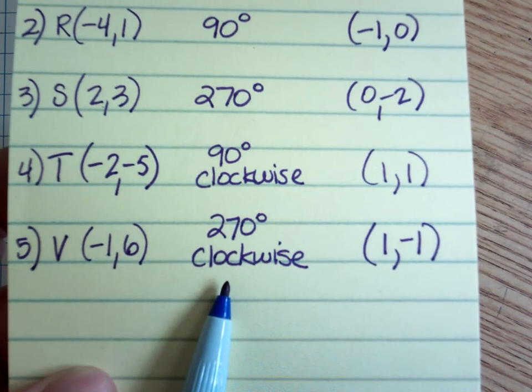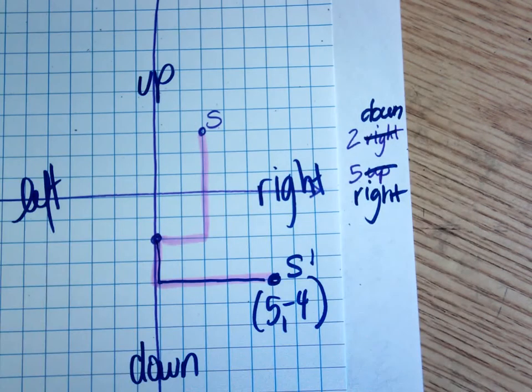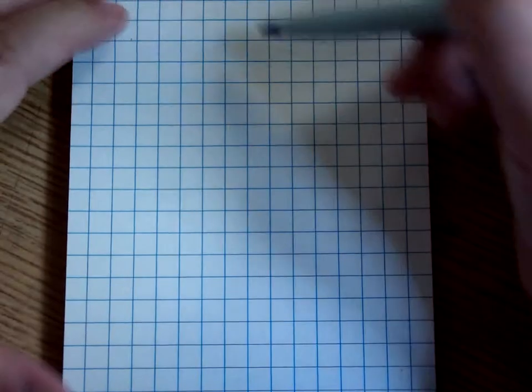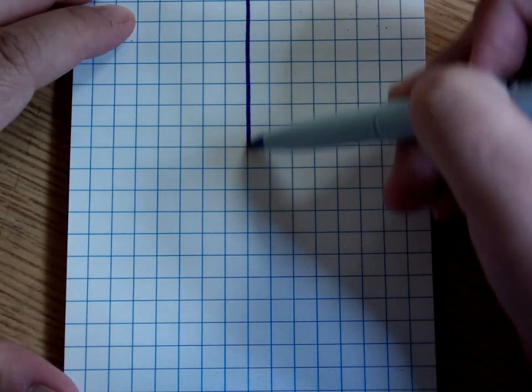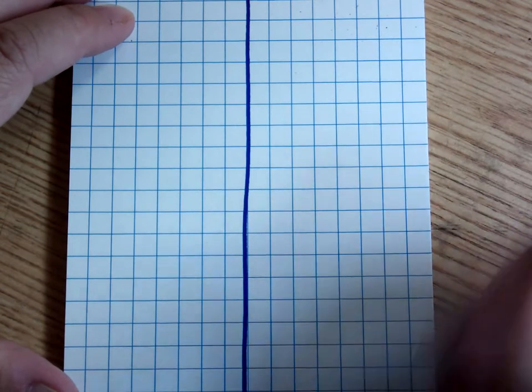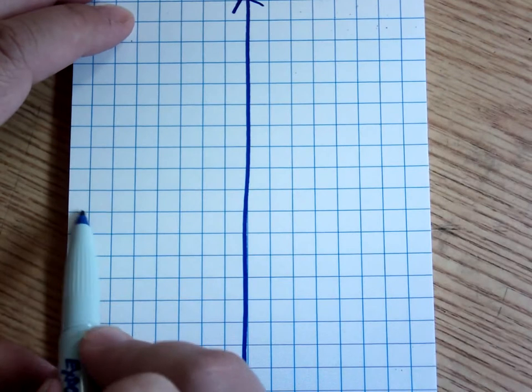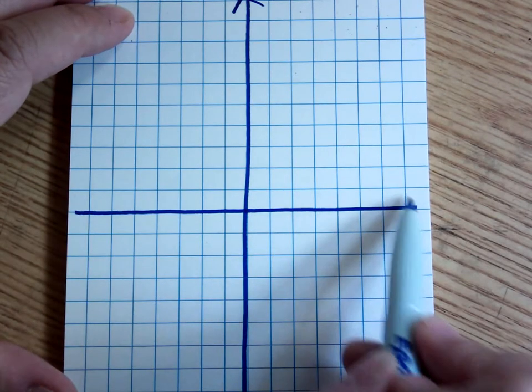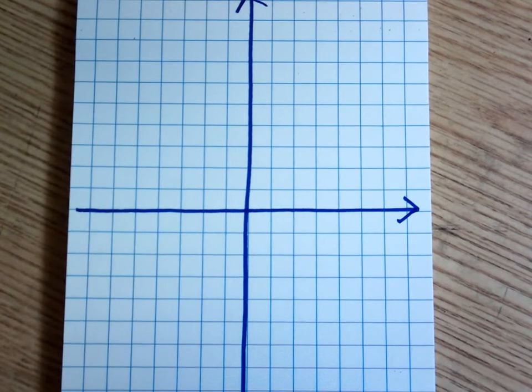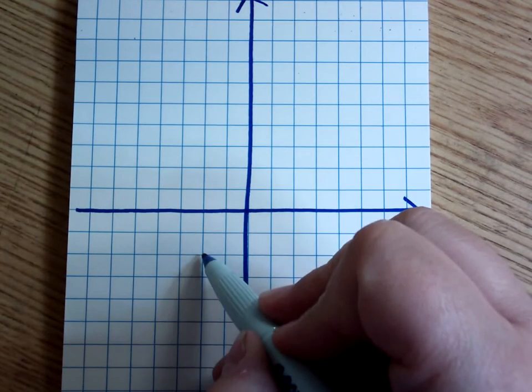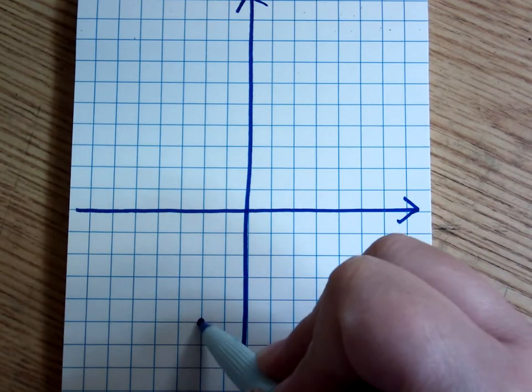90. So if you want to, you could think of it always as counterclockwise, or technically you could think of it always as clockwise. But since we tend to default to counterclockwise, I would probably advise thinking of it in that respect before I would for clockwise. All right, so number 4, T is at -2, -5, right here.